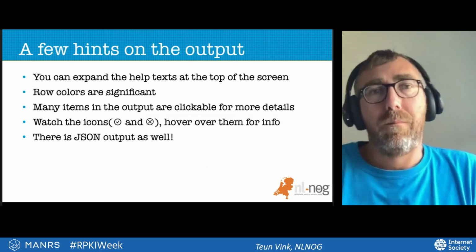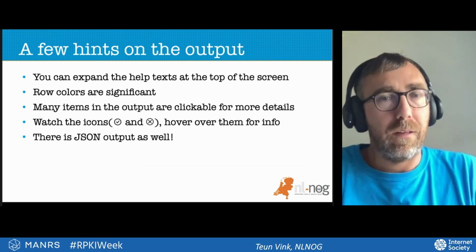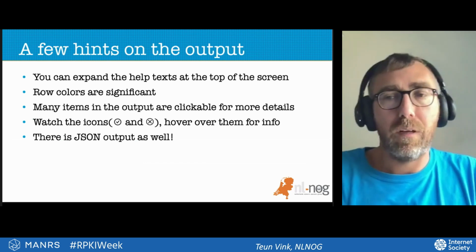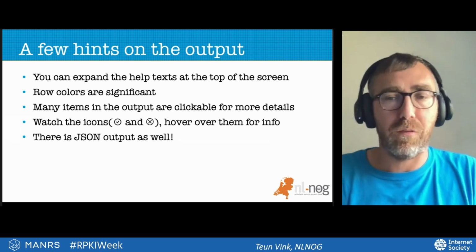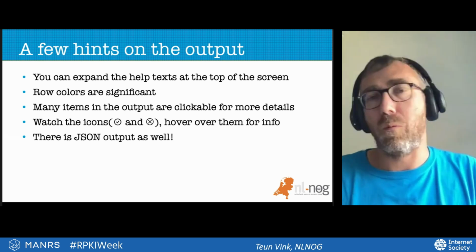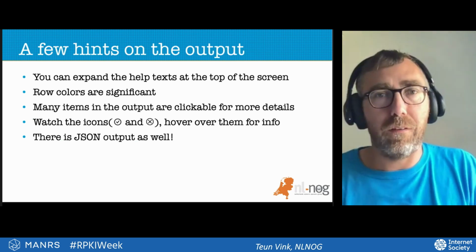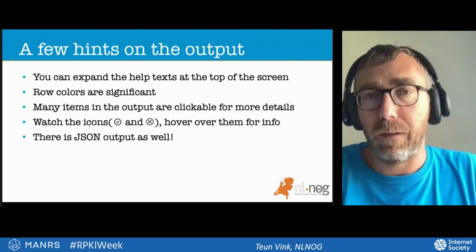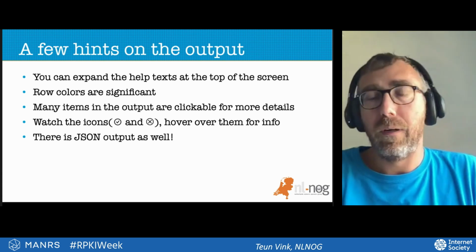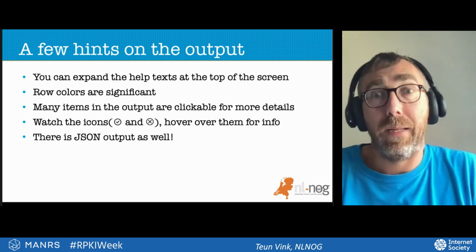A few hints on the output. You can expand the help text at the top of the screen, and it explains in more detail what the results you can see mean. So what does a specific error message or warning mean? The row colors are obviously significant. Now we saw only green. In later examples, we will see yellow and red, for example, to show possible issues or plain errors.